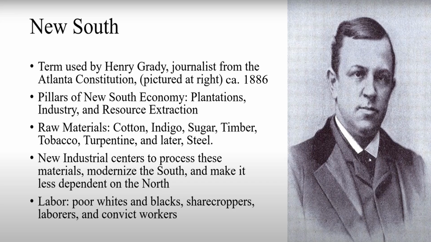And the labor system in the New South is going to consist of poor whites and African Americans, free African Americans. Poor whites and free blacks are going to work as sharecroppers on farms and plantations, and they're going to work as laborers in factories and in lumber yards and in forests and mines. And these free labor systems are going to be supplemented by convict workers or convict laborers.